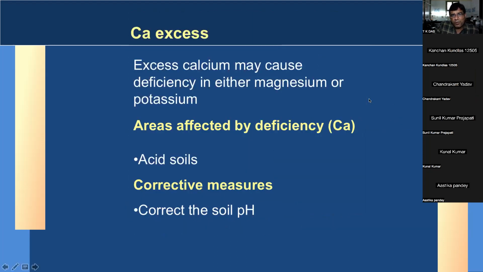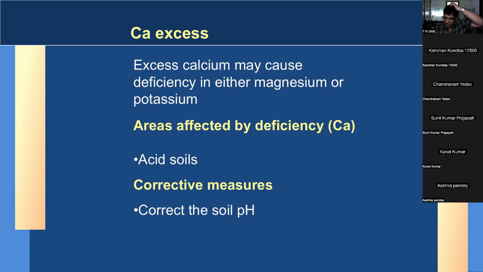And then coming to what happens when you have calcium in excess in your soils. Excess calcium may cause deficiency of either magnesium or potassium. It can compete with magnesium and potassium for uptake. So you need to have a balanced level of nutrients in the soil. What are the areas? Mainly it is deficient in acid soils, and how to correct the deficiency, correct the soil pH. And you know how to correct the soil pH.